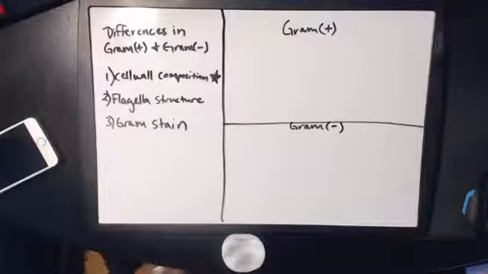All right, in this video, I'll be going over the differences between gram-positive and gram-negative bacteria. The first difference is going to be the cell wall composition.